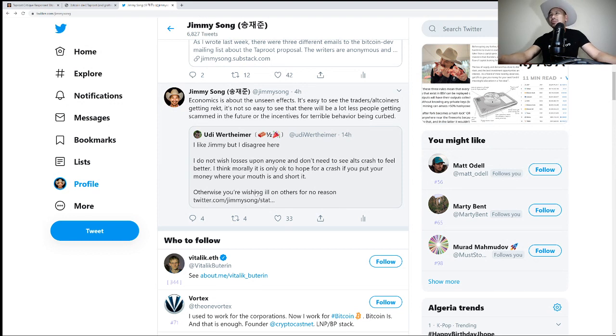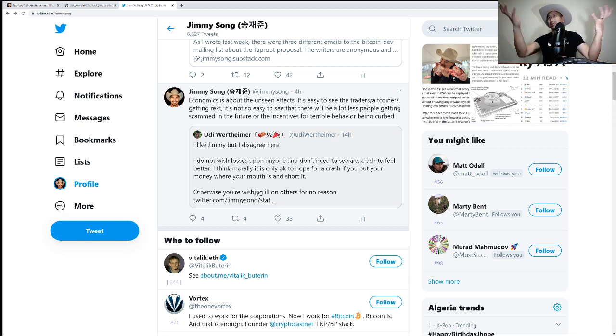I like Jimmy, but I disagree here. I do not wish losses upon anyone and don't need to see alts crash to feel better. I think morally it is okay to hope for a crash if you put your money where your mouth is and short it. Otherwise, you're wishing ill on others for no reason.